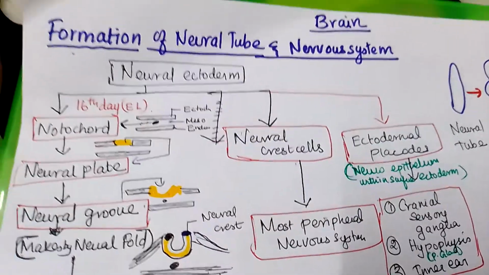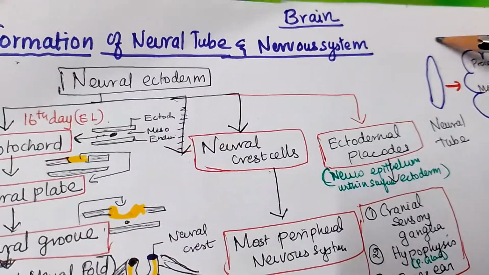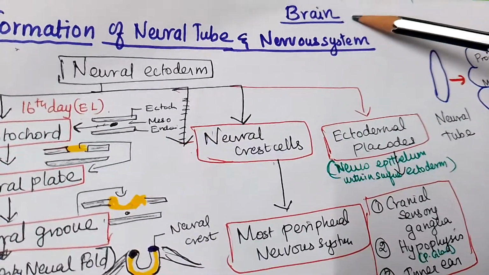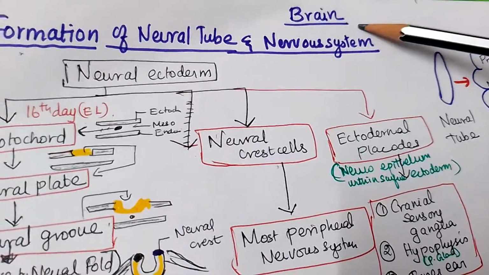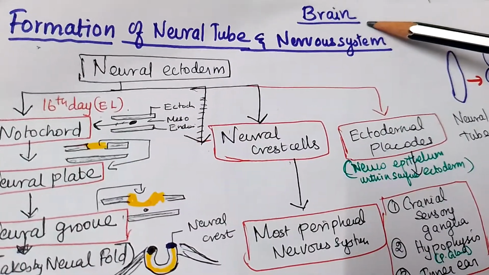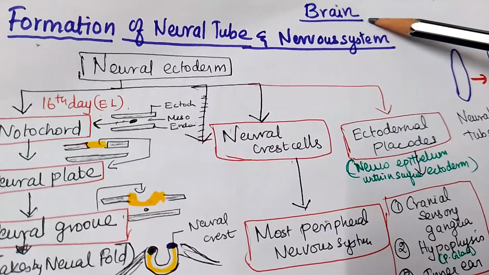Good morning, students. Today we will learn about the brain. Introduction to the brain. The brain is one of the largest and most important complex organs of our body. Every human being and animals also have a brain.